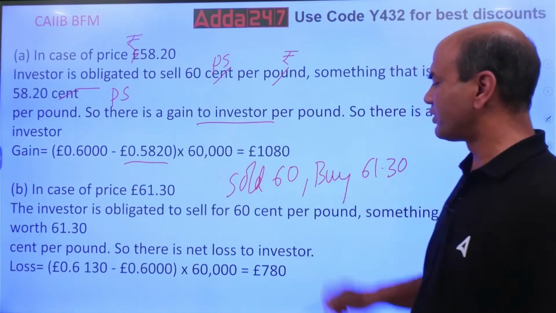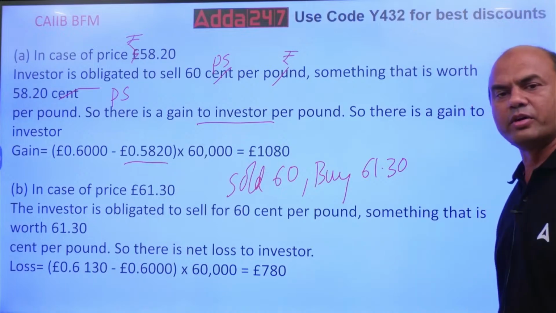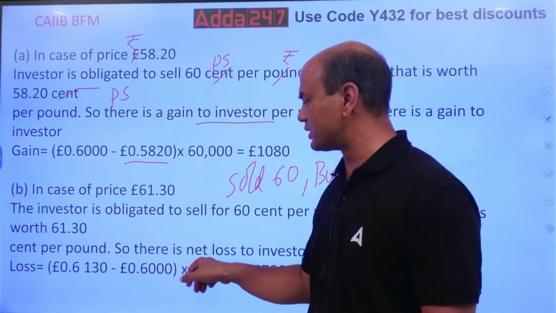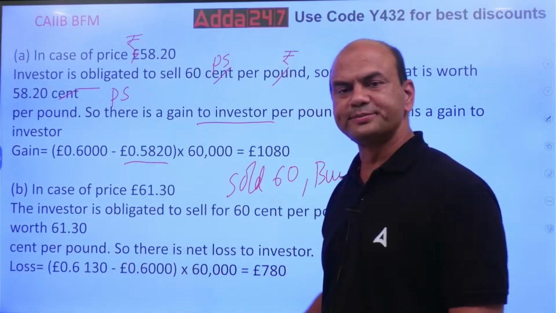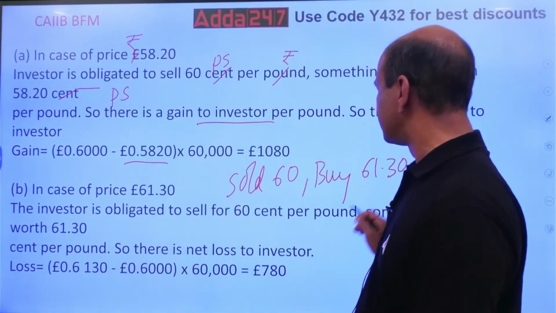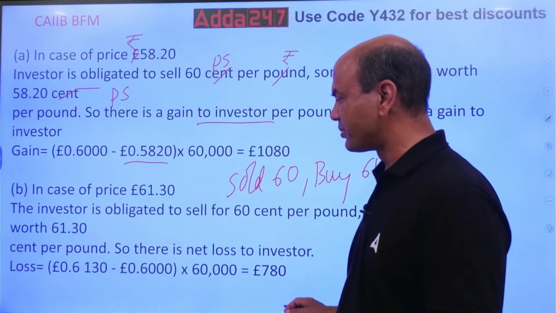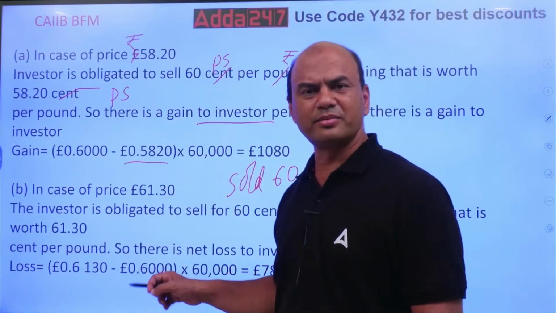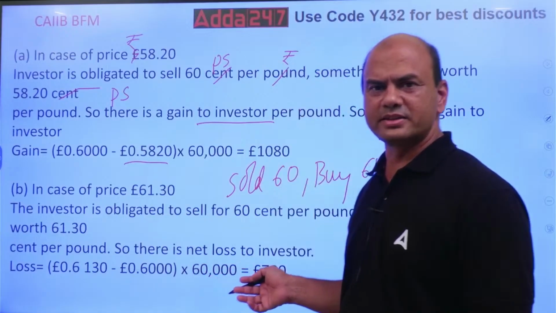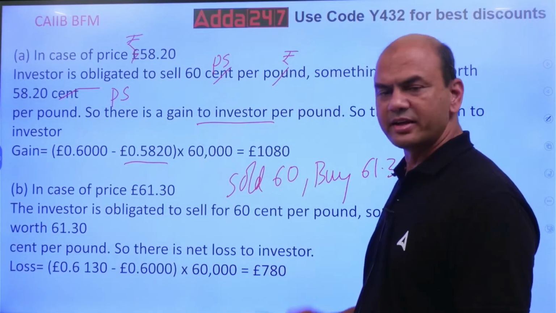So subtract it, 1.3 into this 60. Do the calculation. 1.3 into 60, 78. Okay, this will be the answer. 780. We have to take these points, subtract the adjustments, and the answer is 780.